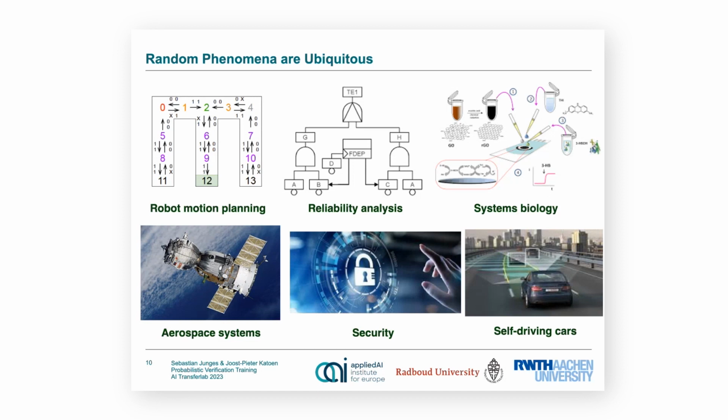Reliability analysis is something we're going to cover after the break. In biology, you have molecules reacting to each other. That turns out to be something like a continuous time Markov chain. So that's something which is random. But we also have experience with the European Space Agency. Mostly security protocols are randomized. And in self-driving cars, like in robots, you have to cope with uncertain phenomena in the environment. And typically randomization is a way to solve this, or at least to cope with this.